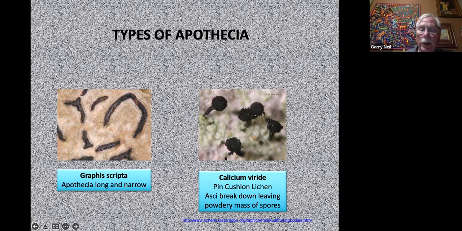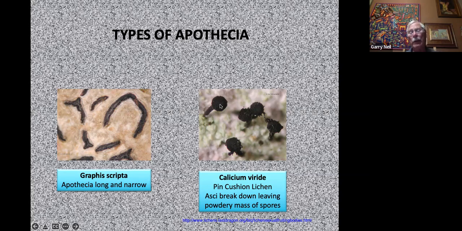Then there's another type that's called pincushion lichens. They are extremely small, maybe about 1 millimeter or maybe more, maybe 2 millimeters at the most. And they're usually endolithic, or in other words, the thallus is in the bark or the rock or whatever. And all you see is a stalk. And on top of the stalk is nothing but a load of ascospores. In other words, like a big powder puff of spores.